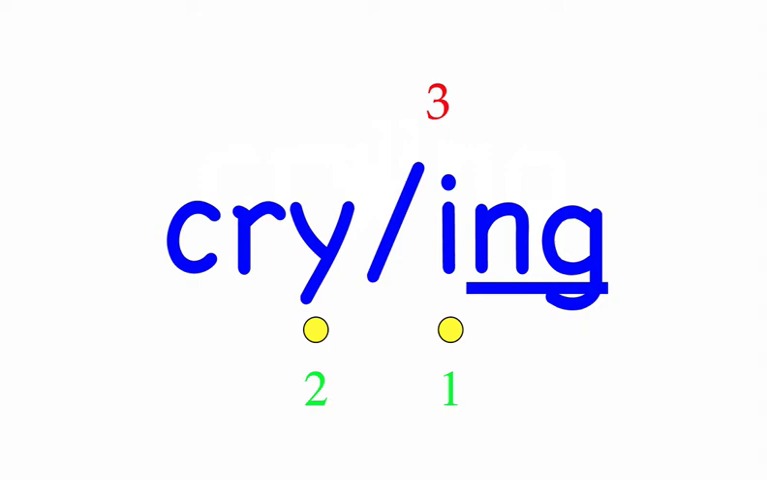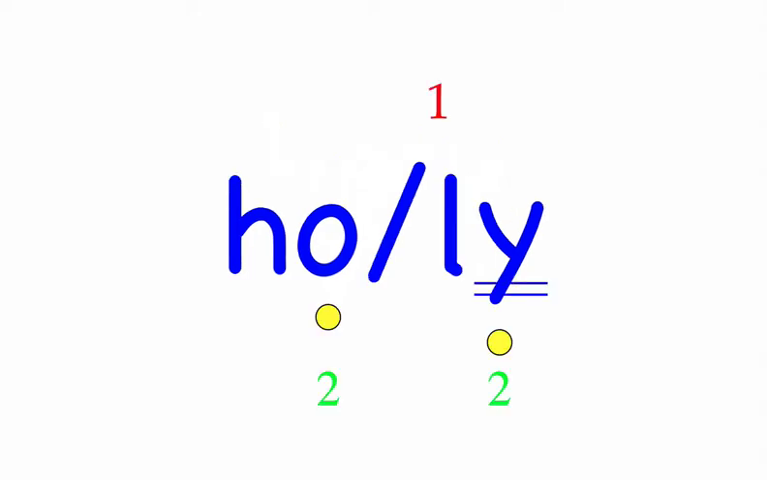The next word is holy, holiness. Holy, holiness. Holy has 2 syllables, and the first syllable is ho, 2 sounds: h, o. Ly, 2 sounds: l, e. Holy, mark the word. Holy.